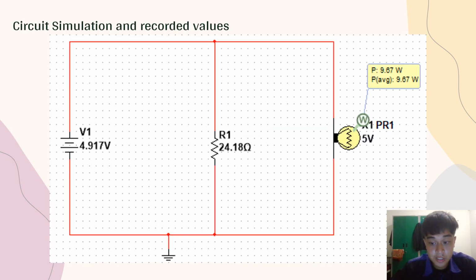This is the circuit simulation and recorded values. The V1 is 4.917, the R1 is 24.18 ohm, and the load is 9.67 watt.